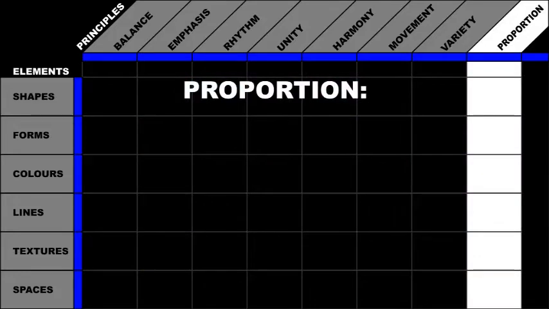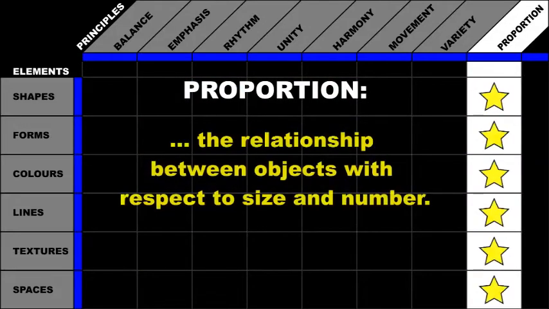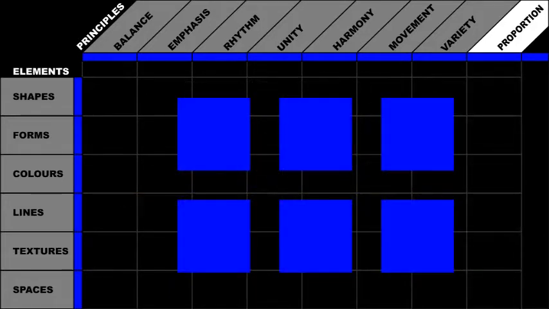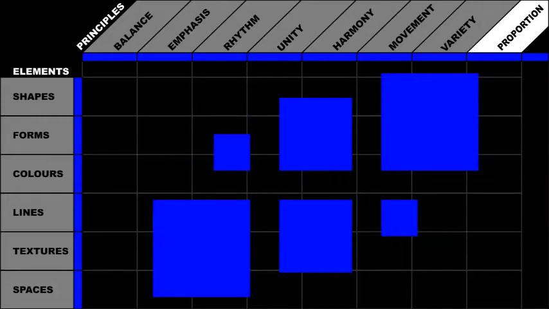Let's take a closer look at the principle of proportion. Proportion may be described as the relationship between objects with respect to size and number. We can have equal proportions where shapes are the same size and the same dimensions. We can scale up or scale down shapes and maintain the dimensions proportionally. The shapes will look the same but will be bigger or smaller.